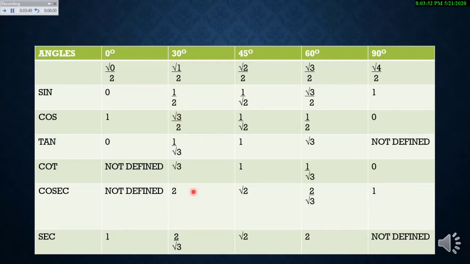So here 1 by 2 becomes 2. Here 1 by root 2 becomes root 2. Here root 3 by 2 becomes 2 by root 3. Sin 90 is 1. Cosecant 90 will also become 1.